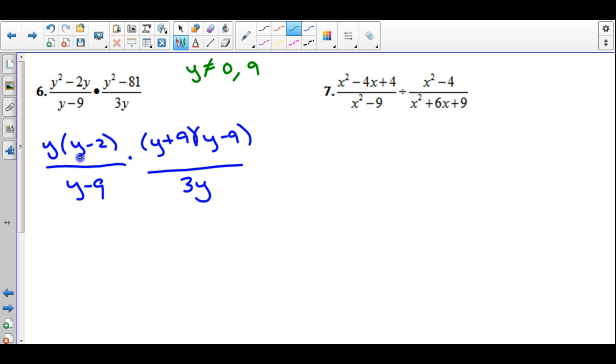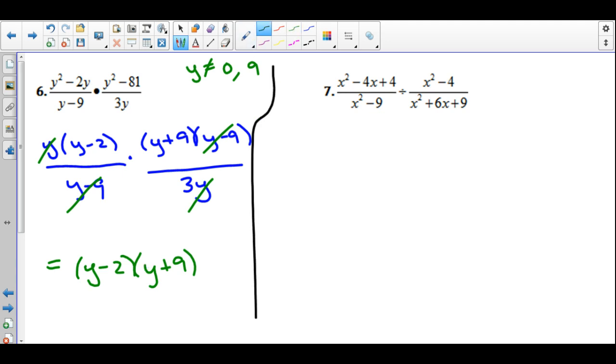So then once we're done with that, we can start simplifying some of our terms by canceling. So I know that this y is going to cancel with this y. I know that the y minus 9 here will cancel with this y minus 9. So on my numerator, I am just left with y minus 2 times y plus 9. And that is your final answer for that problem. Again, on the denominator, you'd really just have an invisible 1, but I'm not even going to write that.